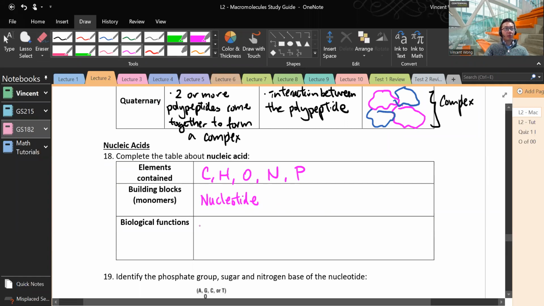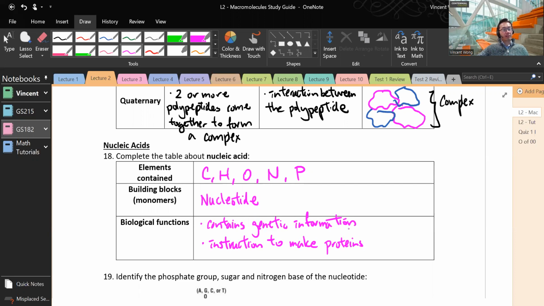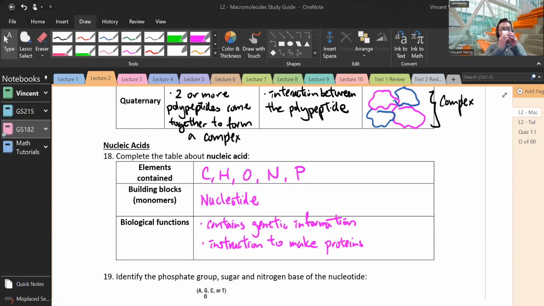And what do we need it for? Well, nucleic acid contains genetic information, right? It contains instructions to make proteins, for example. How do you know which amino acids to connect together? How do you know how many amino acids to use for a given protein? All that information is encoded within your DNA.